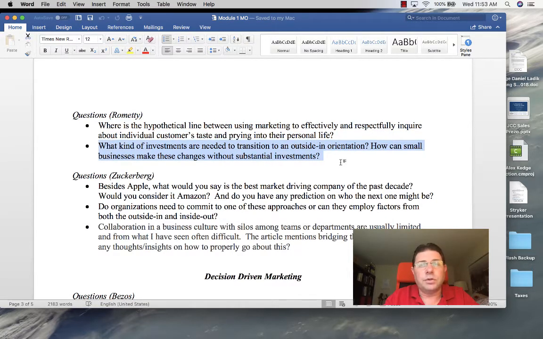What kind of investments are needed to transition from an outside-in orientation? Believe it or not, I think it's more of a mindset and philosophy, and the investment's more in people and leadership. I don't think there's a ton of crazy investments needed. How can small business make these changes without substantial investments? Okay, maybe there's some investment, and we're going to get to CRM and CRM software and CRM thinking. We're going to get to that.